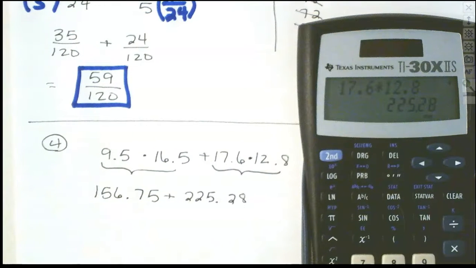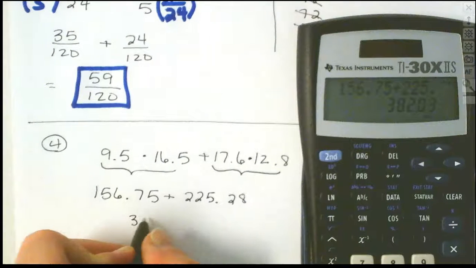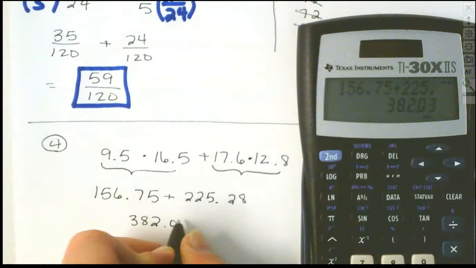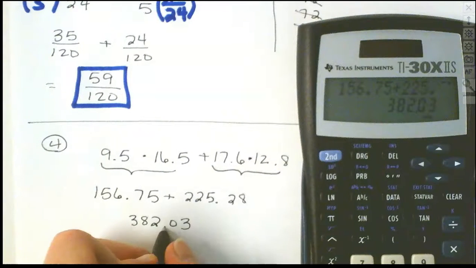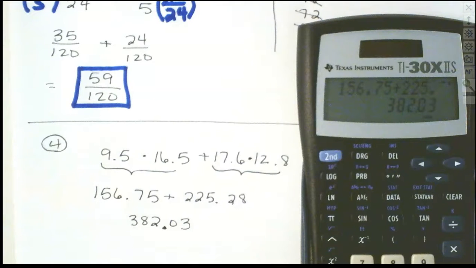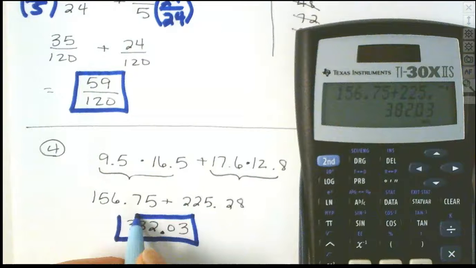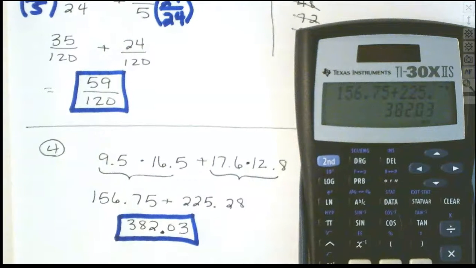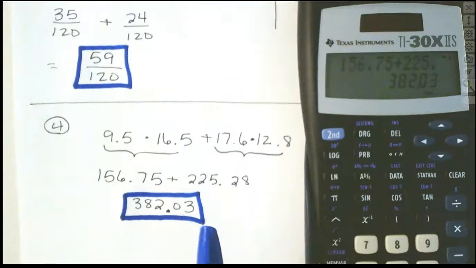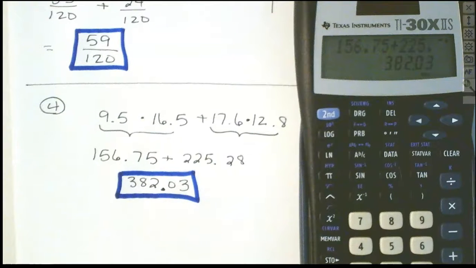Once we've done our multiplication, what's next? We add them together. So 156.75 plus 225.28. We add those together, and we get 382.03. And you could have typed this all in your calculator and done it that way. What I'm doing here is just showing you all the steps.